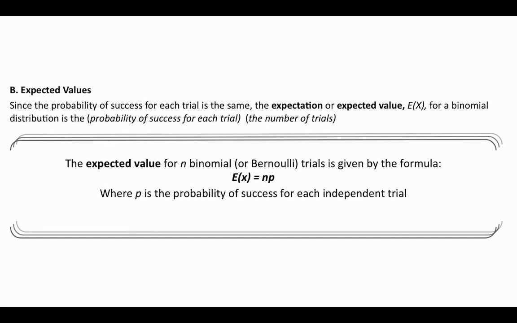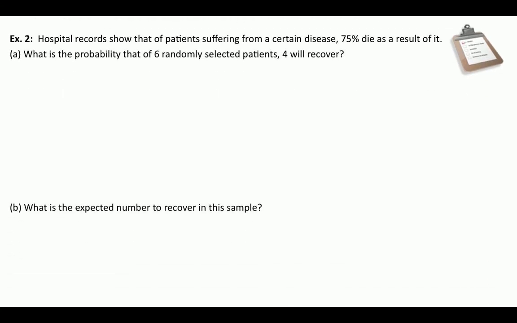There it is. So hospital records show that for patients suffering from a certain disease, 75% of them are going to die as a result of it. Okay, so it's a particular disease that's in a hospital, and 75% of patients are dying from it. What is the probability that of 6 randomly selected patients, 4 will recover?